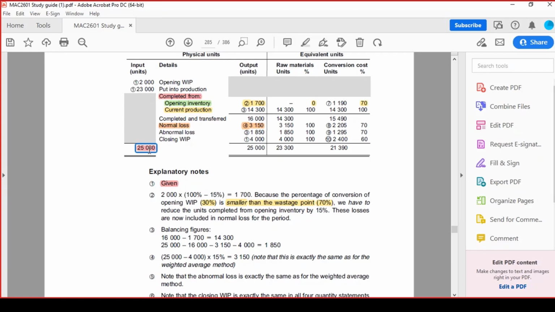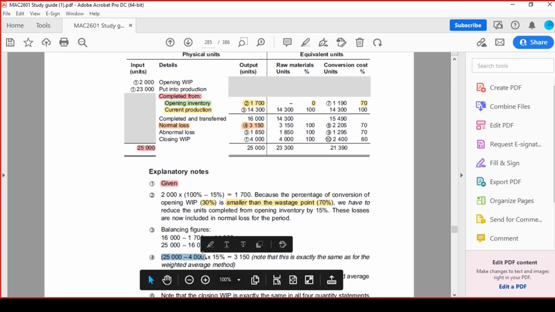Then I move to the closing WIP. The closing WIP rule says that if the percentage of completion of my closing WIP is smaller than my wastage point, I must deduct it from this 25,000. So you ask yourself, is my 60% smaller than my 70%? Yes, it is. So as a result, I need to deduct 25,000 minus the 4,000. Then the 21,000, being the 25 minus the 4, will be subject to loss. And what is my loss? It is the 15%. This amount, this 3,150, is my normal loss. Is it clear? Yes. Thank you.